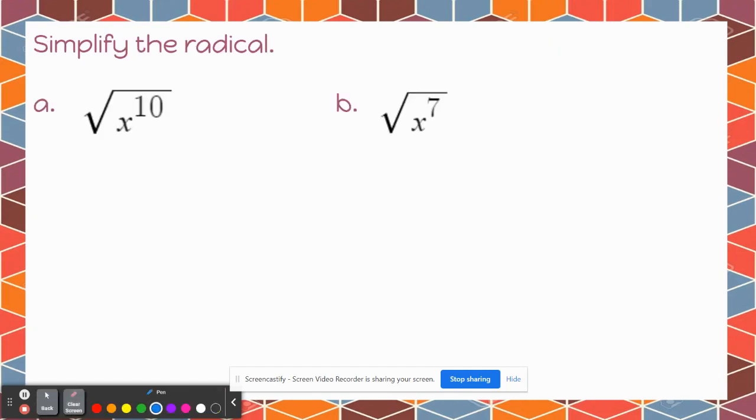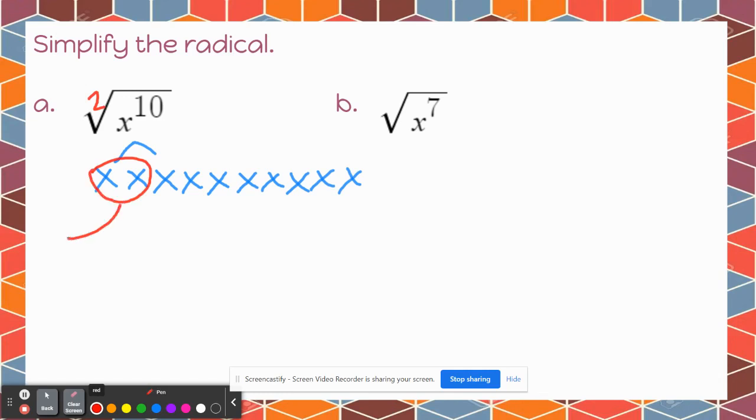Okay, let's try some variables. So x to the power of 10, if I wrote that out, that would be x times x times x times x times x times x times x times x times x times x. So in order to pull it out of a square root, you need pairs. How many pairs do I have?